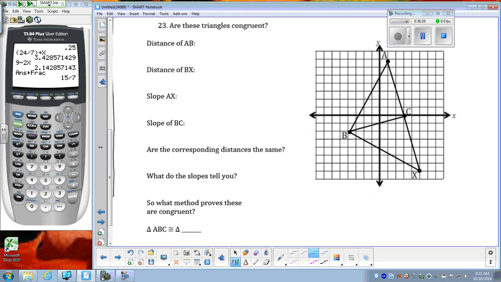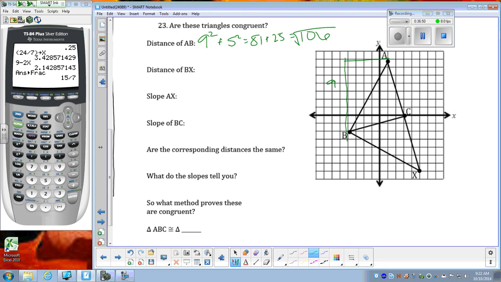All right, this next one is asking us for a couple different things. I need to find the distance of AB. So I went up 9. 9 squared plus 5 squared, 81 plus 25 is 106, and then I take the square root of that.